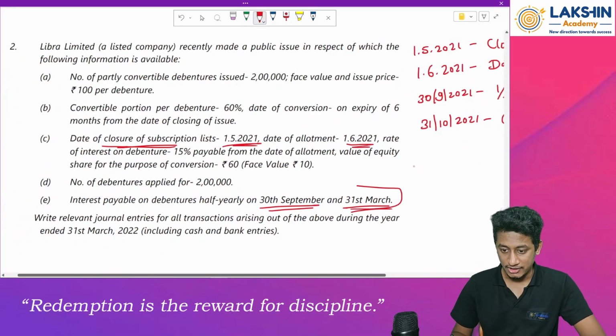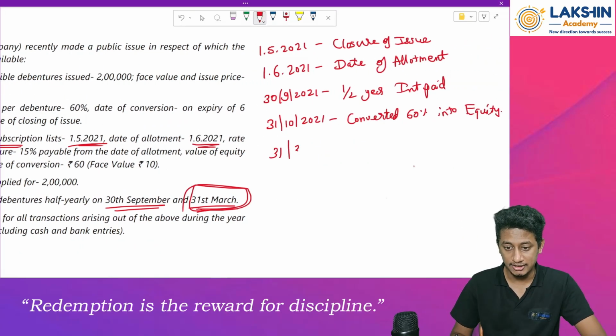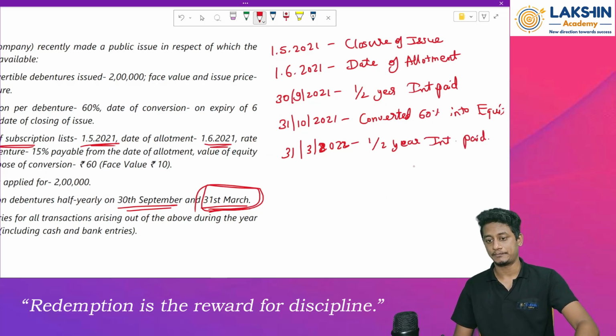Next, what has happened on 31st of March? On 31st of March, we have paid the dividend. So, sorry, the interest, the remaining interest, right? 31st March 2022. Again, half year interest is paid. Fine. Let's see.